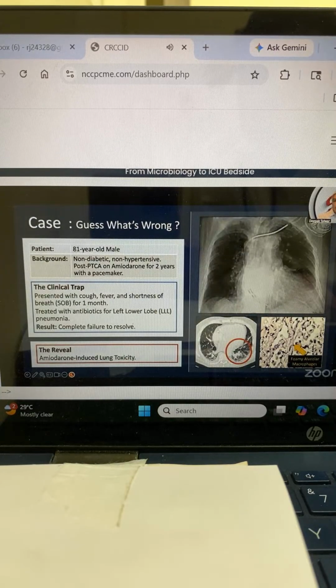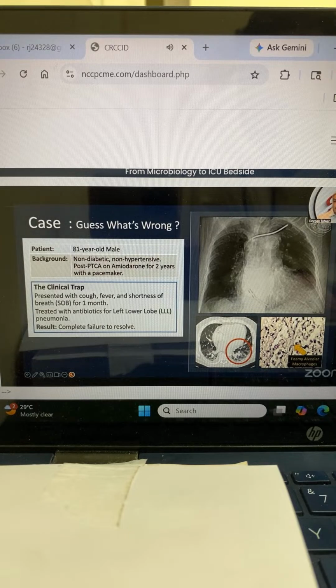And that brings me to this patient who's an 81-year-old male, non-diabetic, non-hypertensive, post-PTCA, on amiodarone for 2 years, with a pacemaker in situ. He has cough, fever, shortness of breath. He was treated with multiple antibiotics for left lower lobe pneumonia, which failed to resolve, and a biopsy was done. You can see the classical foamy alveolar macrophages in the transbronchial lung biopsy from the left lower lobe showing amiodarone-induced lung toxicity. So many times what looks like pneumonia is actually not pneumonia, and it's not the antibiotics which have failed, it is that we have failed to pick up the right diagnosis.